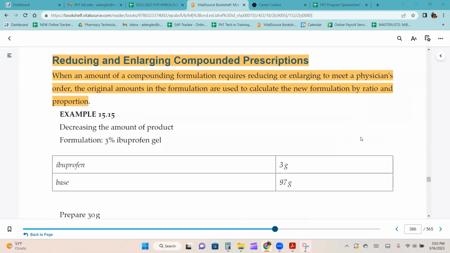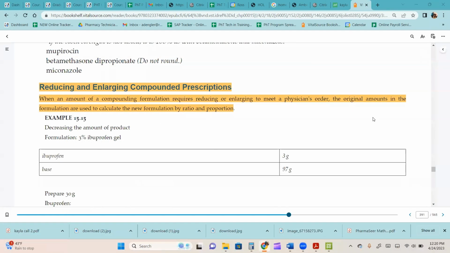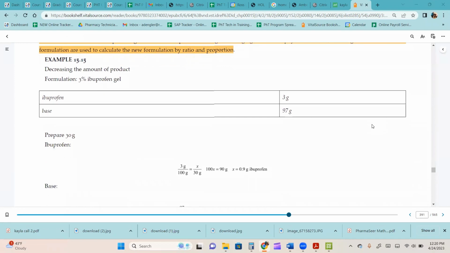When an amount of a compounding formulation requires reducing or enlarging to meet a physician's order, the original amounts in the formulation are used to calculate the new formulation by ratio and proportion. All right, so let's do example 15. We're going to decrease the amount of product. In example 15.15, we have a 3% ibuprofen gel. We have 3 grams of ibuprofen and we have a base of 97 grams.